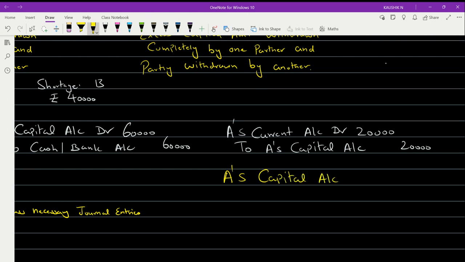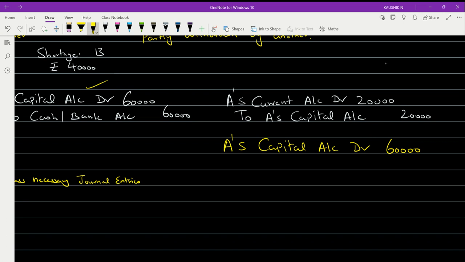What is the final entry? A's capital account is being debited with the amount of withdrawal, 60. Okay, this is debited. Next, A's current account, 20. A's current account is debited with the value not withdrawn, 20.